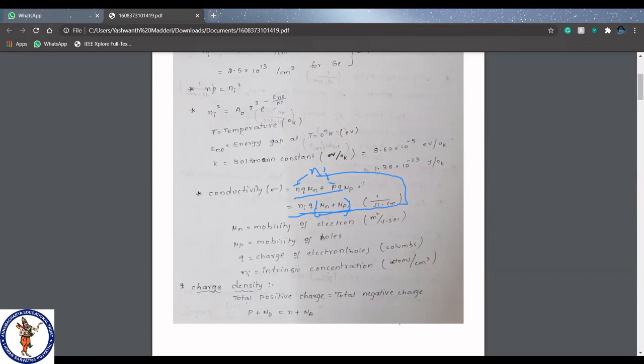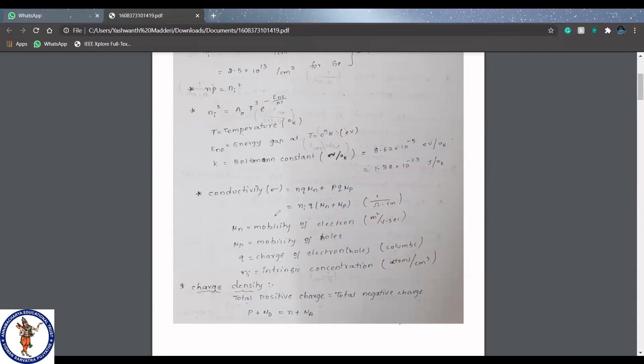But my suggestion is don't memorize all the formulas. Instead, remember this one, and based on the type and the given parameters, one term can be neglected sometimes. If it is intrinsic, both terms have to be summed, and we can calculate conductivity very easily. This is all about conductivity in an intrinsic semiconductor.